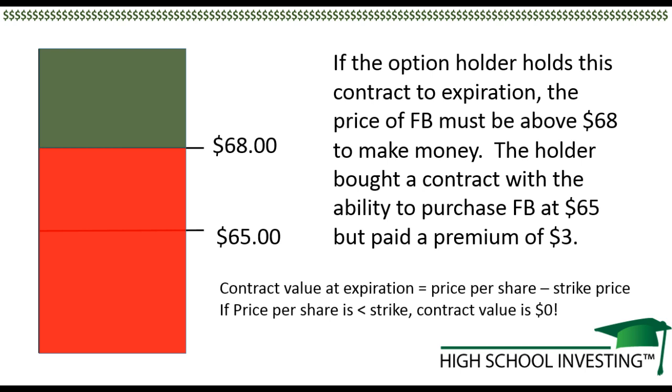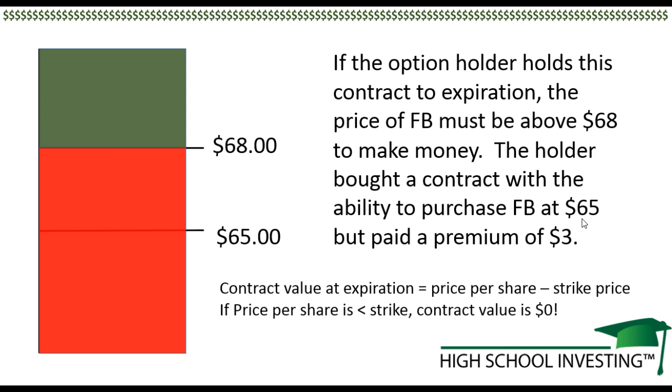If the option holder holds this contract to expiration, that means the contract is going to expire in a certain amount of time. Some will expire at the end of the week, maybe next month, maybe 6 months from now. So all contracts have an expiration date. The price of Facebook must be above 68 to make money in this example. Since I'm buying at the strike price of 65, and when I say the word strike price, that's the value that the option seller is going to provide me the stock at.